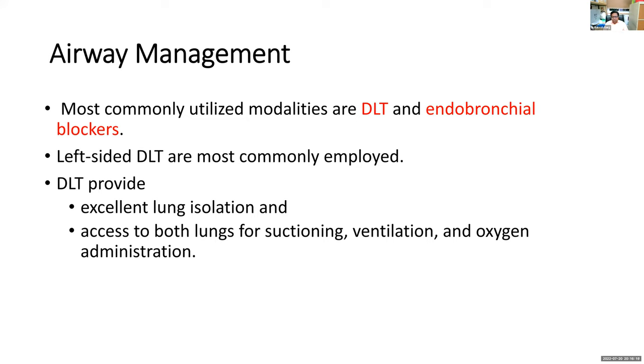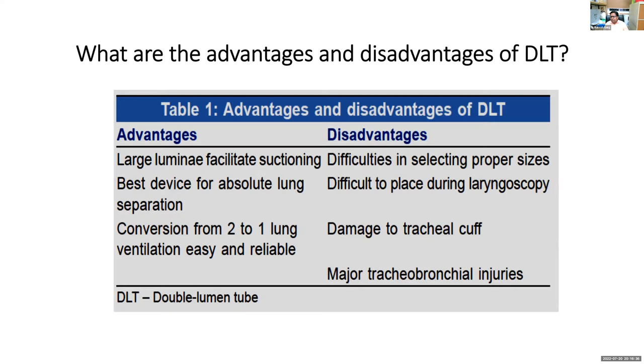And the presence of endobronchial blockers, especially like ANT blocker or EZ blocker, is one of the options that can be used in these patients. Usually a left-sided DLT is used, and it provides a good option for providing one lung ventilation for these patients with many of its advantages.